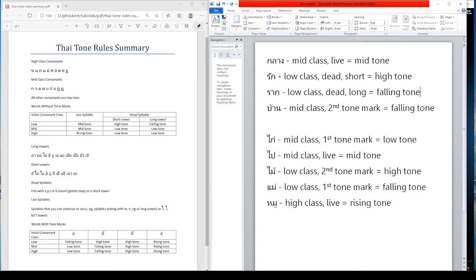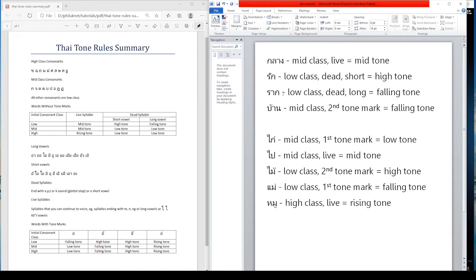This word, rak, is the Thai word for love. Okay, now ro, the initial consonant, it's not high class, it's not mid-class, so it must be low class. The majority of Thai consonants are low class. The final consonant is the gorgai, which makes a sort of unreleased K sound, and we can't continue voicing that sound. So it's a dead syllable, and this mahanagat is a short vowel. So we have a low class initial consonant, dead syllable, and a short vowel. So it's a high tone.